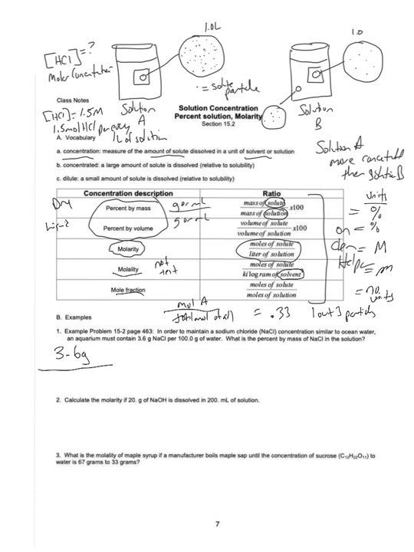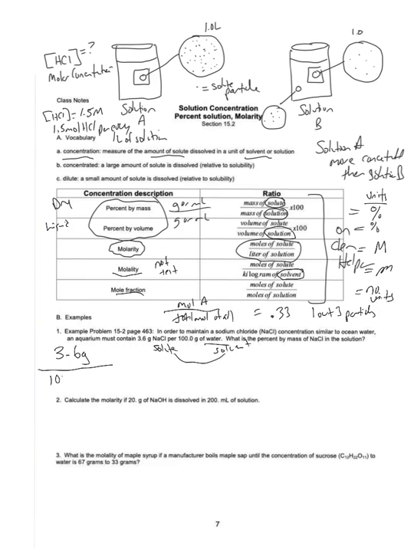The key thing with percent by mass and percent by volume is it says solution, not solvent. Water is the solvent. Sodium chloride is the solute. Solution is the two together.